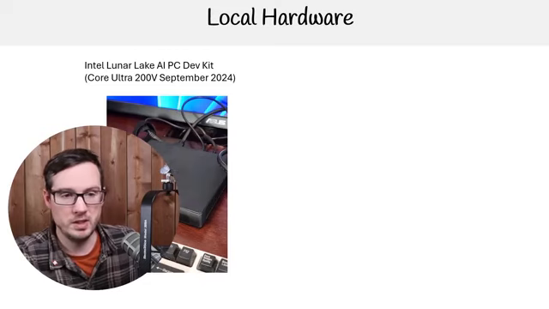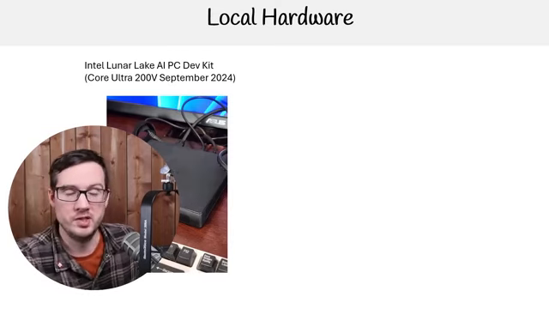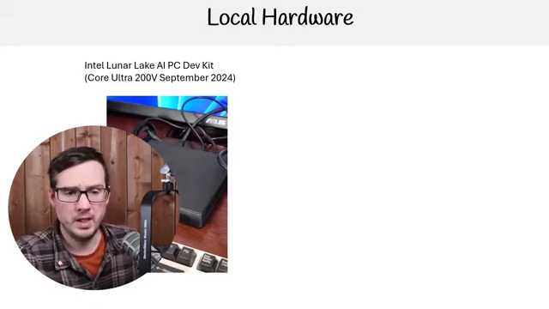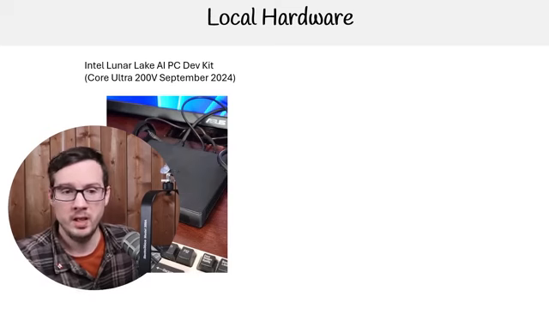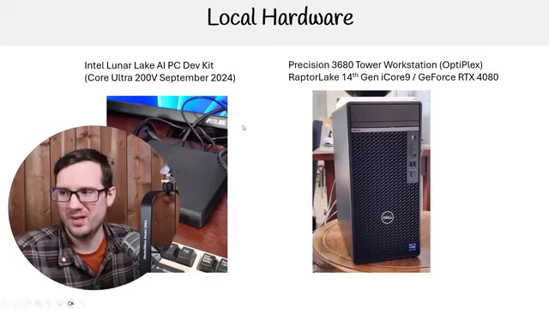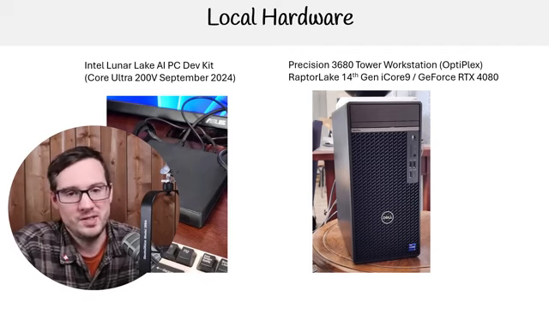The chip is special because it has an iGPU, an integrated graphics unit. That's what the LM is going to use. It has an NPU, which is intended for smaller models, but that's what I'm going to run it on. The other one that we're going to run it on is my Precision 3680 Tower Workstation, Optiplex. I just got this station.